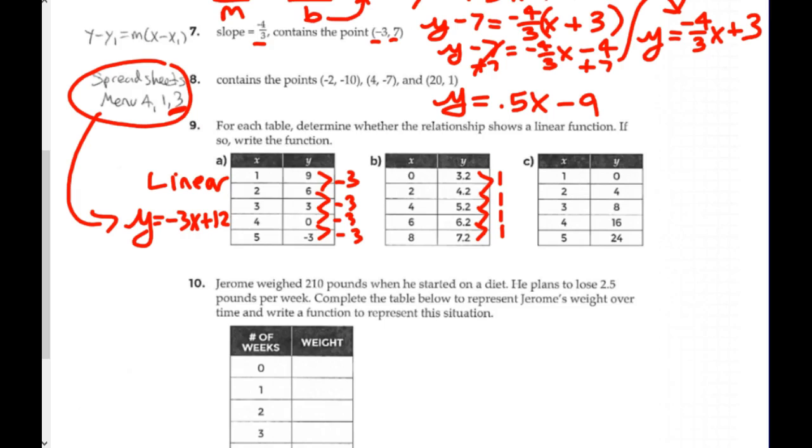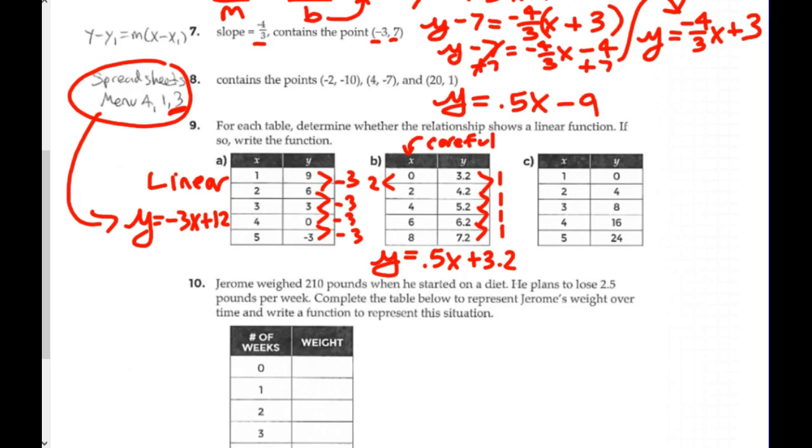So if you plug this in your calculator, you know what the rate of change is each time. It's actually not 1, it's 1 over 2. So use list and spreadsheet, and it will give you a decimal. So y equals 0.5x plus 3.2. Again, lists and spreadsheets gives you the answer. Just be careful about the numbering here.